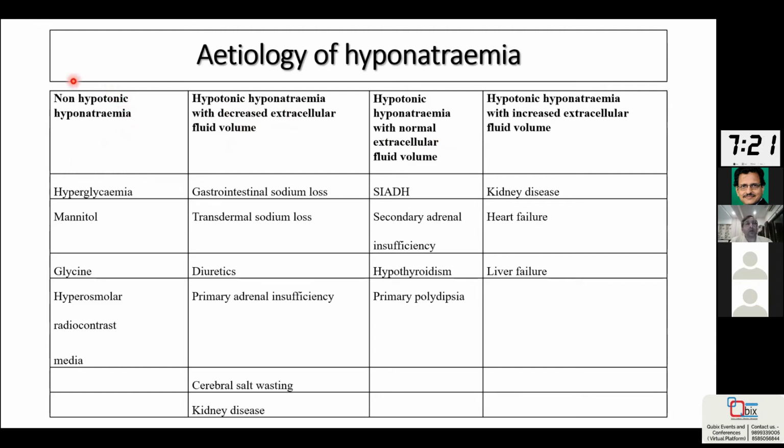So with non-hypotonic hyponatremia, you have to remember the commonest one is hyperglycemia. Leave that out, then the common ones are sodium loss or plain dehydration, diuretics, and then SIADH. So here you are losing the sodium. You have hypotonic hyponatremia, and you're losing volume also. So hypotonic hyponatremia with decreased extracellular fluid volume. Here, there is an increase in the extracellular fluid volume in overloaded states. And here, SIADH, where the patient appears to be euvolemic, with no overload or dehydration.